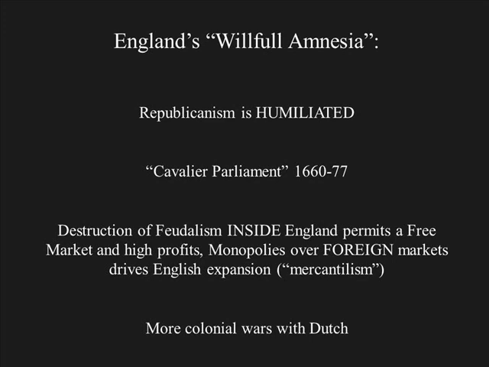Questions about this at all? What the restoration is, or what its kind of longer-term meaning, importance is? Nope. Okay. Moving on.